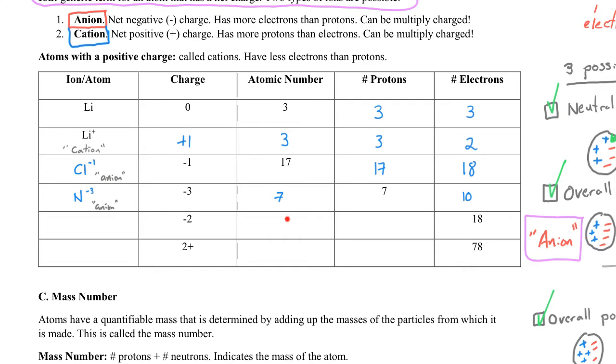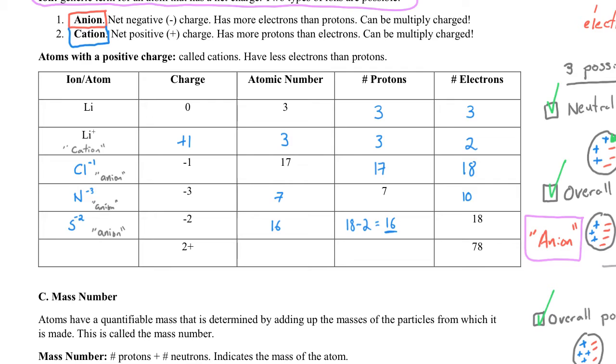Here, we're not given the atomic number or the number of protons. However, we do know the charge and the number of electrons, and from this information, we can figure out which element we're dealing with. Because the charge is -2, we're dealing with an anion. That means we have 2 more electrons than protons. So if we have 18 electrons, that means we have 18 minus 2 protons, or 16. So our atomic number is 16 because we have 16 protons, and that means we're dealing with sulfur. And because this sulfur has a -2 charge, it's an anion, and we'll write the charge up here.